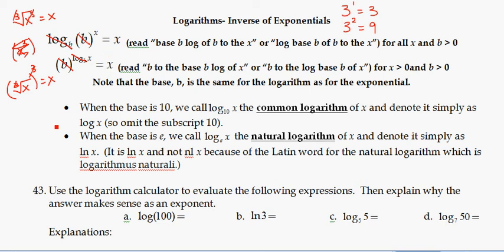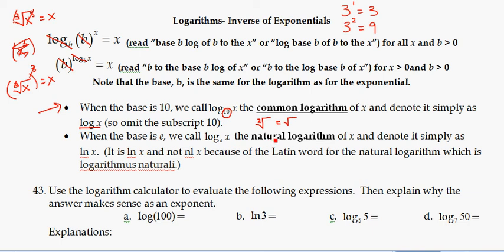There are 2 special logarithms that we just want to make note of. If it's base 10, we call it the common logarithm, and people get lazy and just write it as log x. So the subscript is omitted. Kind of like with square roots, we don't write the 2 there, right? We just think of that as a square root. So we get lazy with square roots, we get lazy with logarithms. Base 10, we don't write the 10.